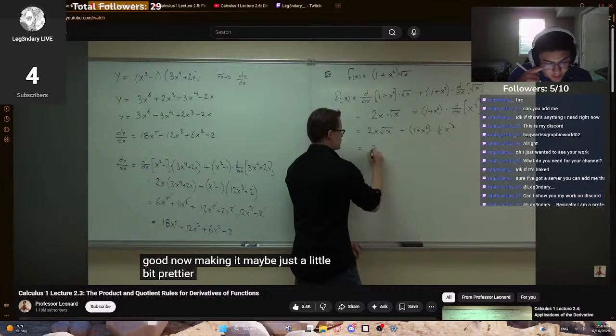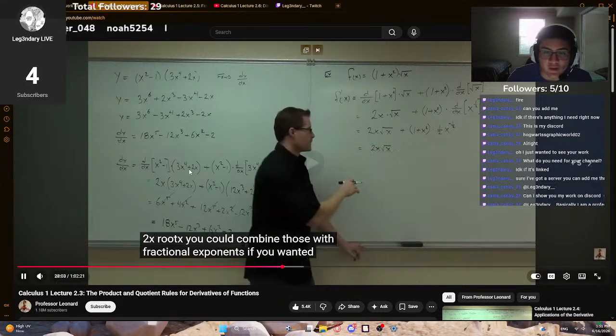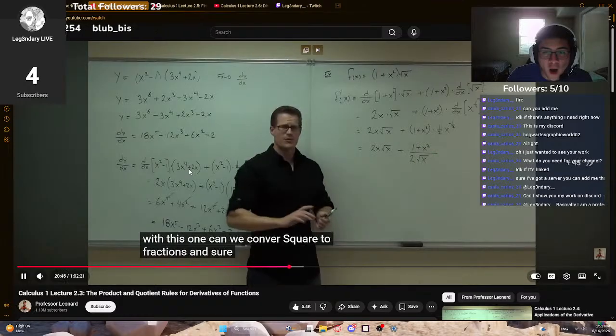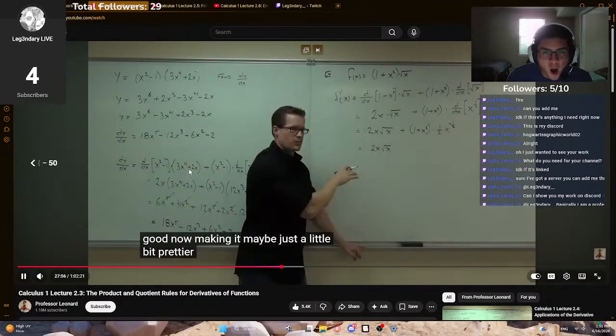I don't even know how to do this. Alright, 2x. This adds a 1, so it's x to the 1.5, 3/2. 2x to the 3/2 plus. I don't even know what 1 plus 2x plus 1 plus x squared. Or does that factor? There's no way that factors, right?